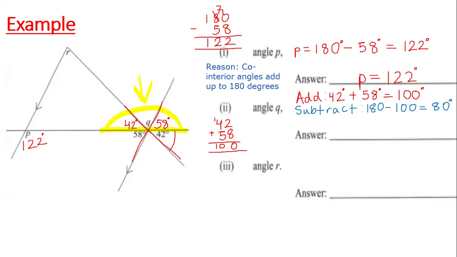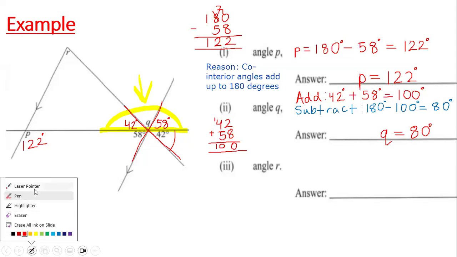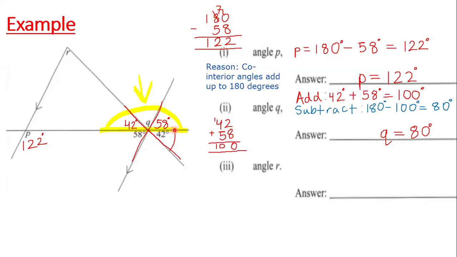80 degrees. And so we have that Q is equal to 80 degrees. And what's the reason? Angles on a straight line. Angles on a straight line at a common point add up to 180 degrees. Very good. Angles on a straight line at a common point must add up to 180 degrees.